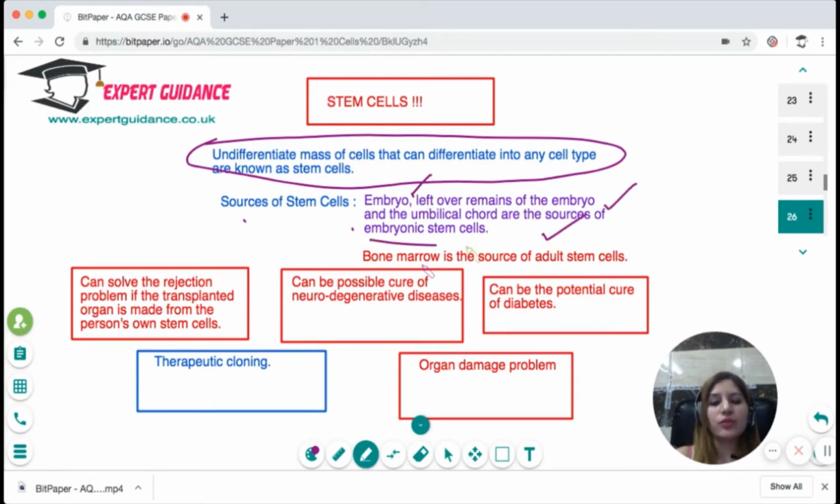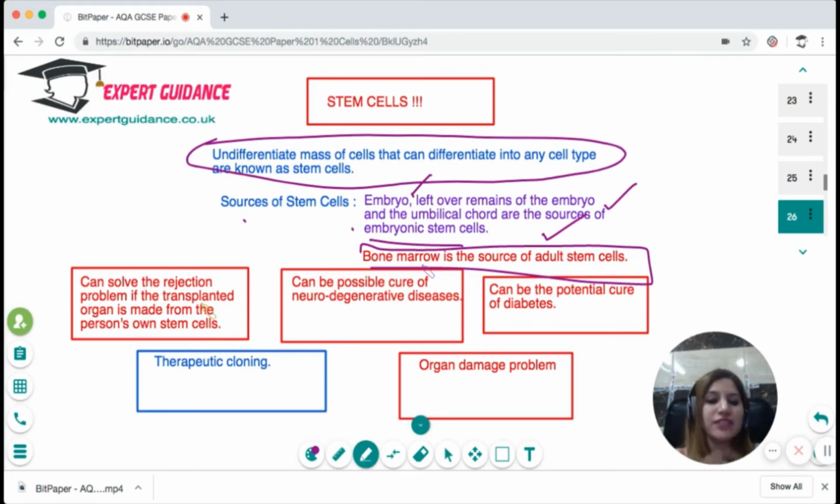These are the sources of embryonic stem cells, and bone marrow is the source of adult stem cells. Now, what are the possible promises of stem cells? There are a lot of problems in which the transplantation fails due to the rejection of the donor organ by the recipient, because the cell recognizes it as foreign and the immune system tries to kill it.